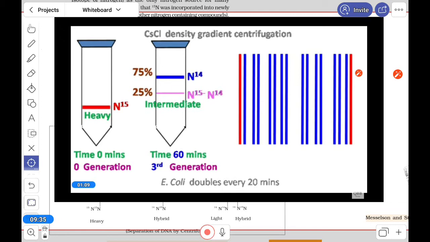If we increase it to 40 minutes and 60 minutes, the normal, nitrogen 14 band increases. So 50, after that 75, 25. In that way it is increasing. It means that from the one strand, another strand will form. So this is the semi-conservative way of DNA replication.